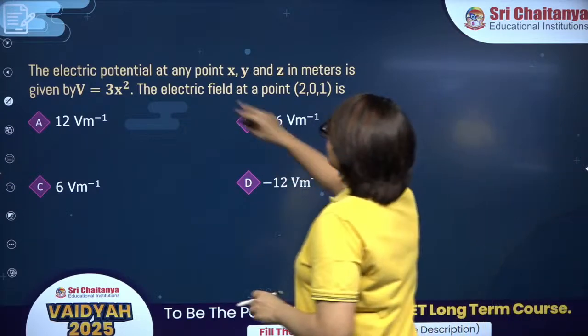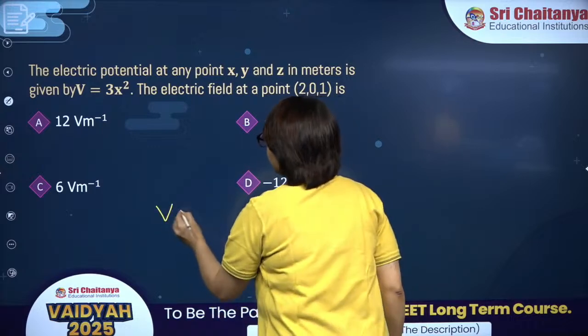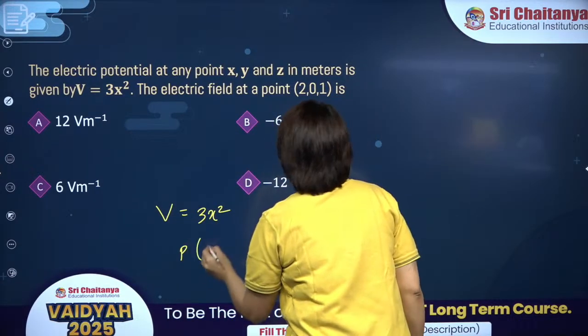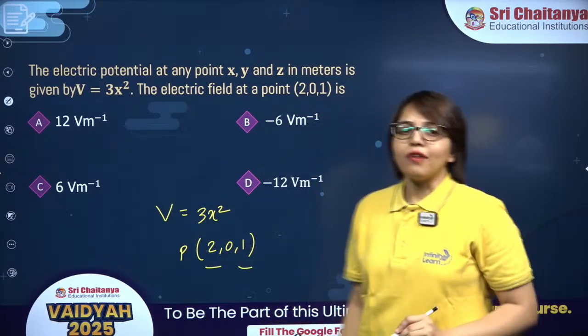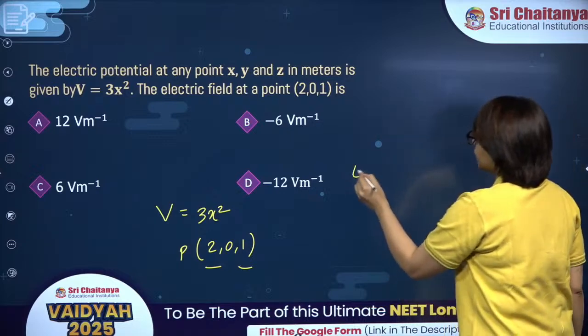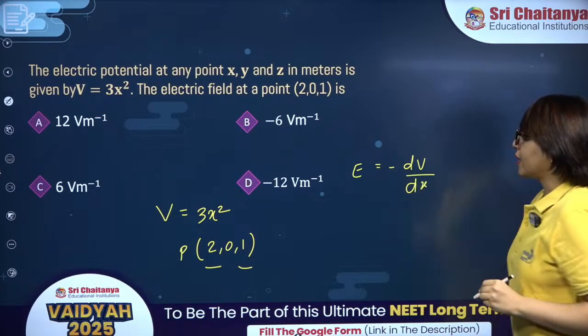The electric potential at any point x, y, z in meters is given by V equals 3x square. The electric field at point P (2, 0, 1) is. All right, you have to find the electric field. Electric potential is given. How do we find the electric field? It is minus dV upon dx. Can you find it, guys?